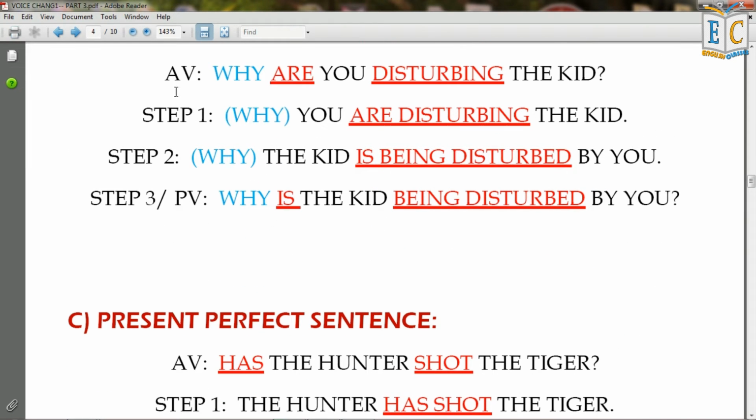In a WH word, in active voice, why are you disturbing the kid? Becomes in step 1, why you are disturbing the kid. In step 2, it becomes the kid is being disturbed by you. And in step 3 of the passive voice form, it becomes why is the kid being disturbed by you.